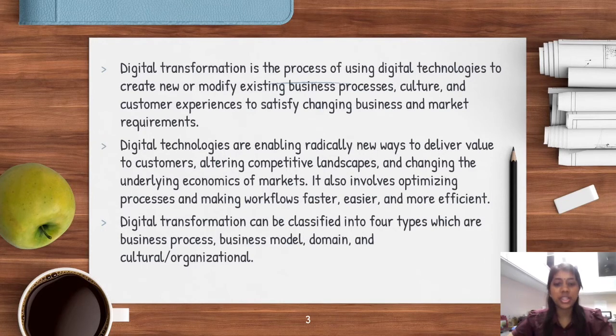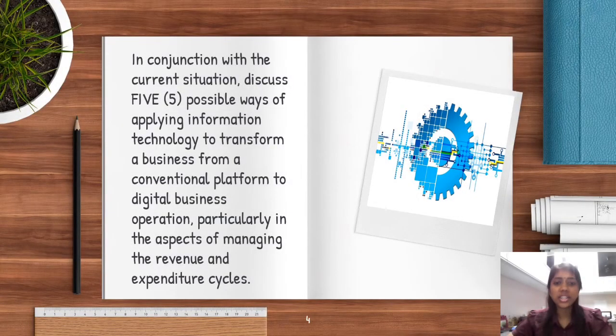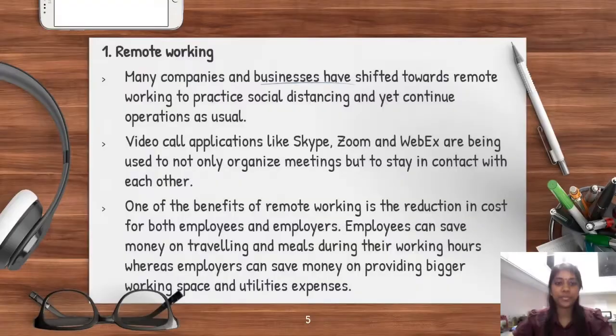Digital transformation can be classified into four types, which are business process, business model, domain, and cultural or organizational. In conjunction with the current situation, discuss 5 possible ways of applying information technology to transform a business from a conventional platform to digital business operation, particularly in the aspects of managing the revenue and expenditure side.